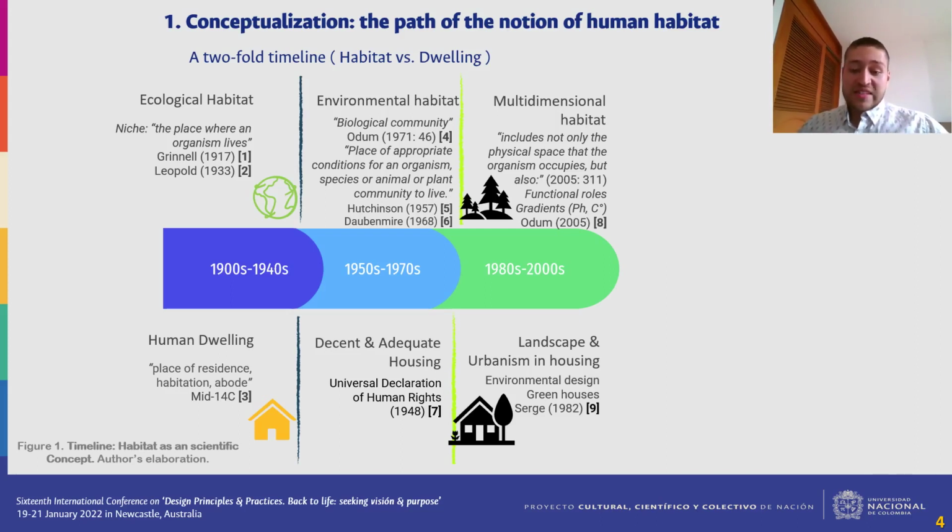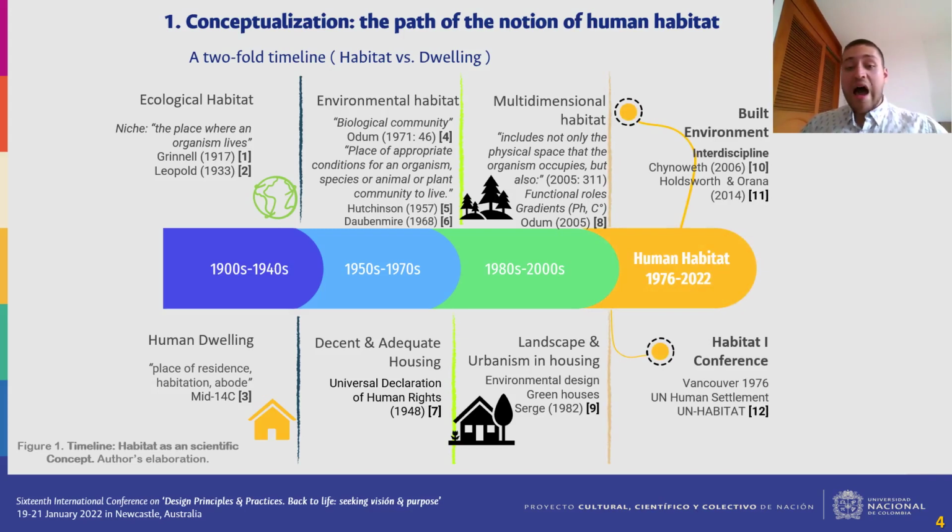But at the same time, in the urban and rural studies and planning sciences, landscape, urbanism and housing were added to the concept of dwelling. So we started to talk about environmental design, greenhouses, some examples we have searched in 1982. But at last, nowadays, we have the concept of built environment, considered as an interdiscipline by Chinweb in 2006 and by some other scientists for sustainable development like Holsworth and Orana in 2014.